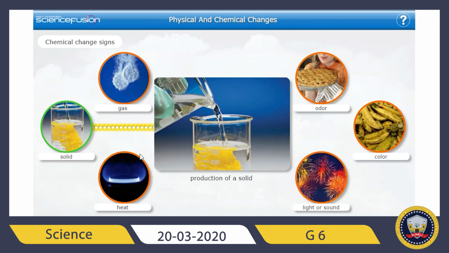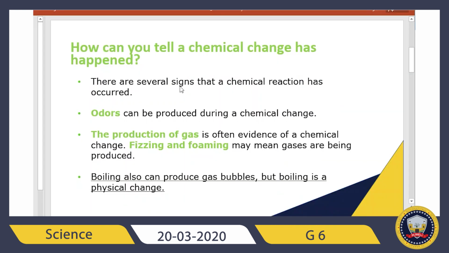So these are the basic signs of what we call chemical change. Also, we can revise them from here quickly. Odors, like we said, when you bake something or when something is spoiled, the smell can change, so it can be a sign of a chemical change. Production of gas is evidence of a chemical change most of the time, but remember, boiling will be a physical change. It can also produce gas bubbles, but it is not a chemical change, don't forget.